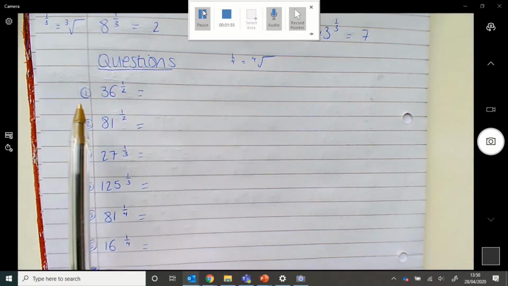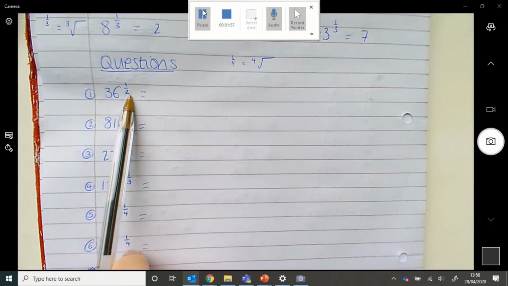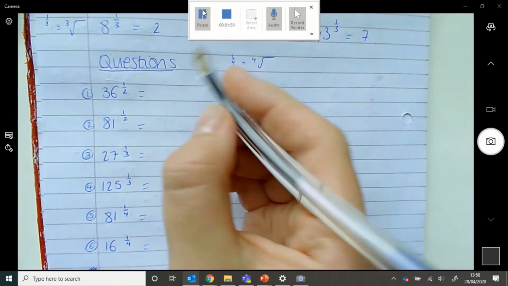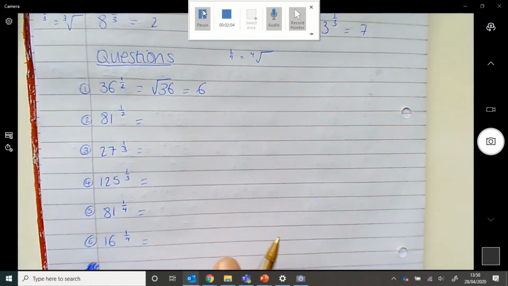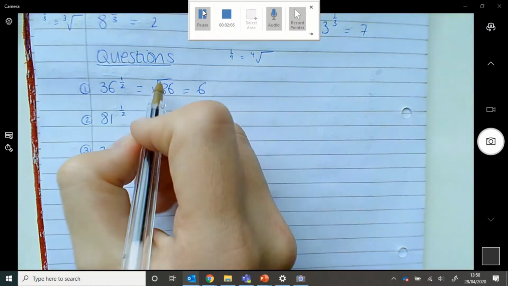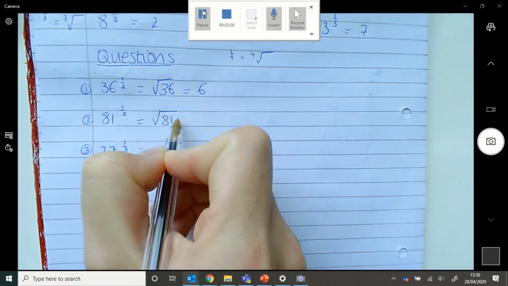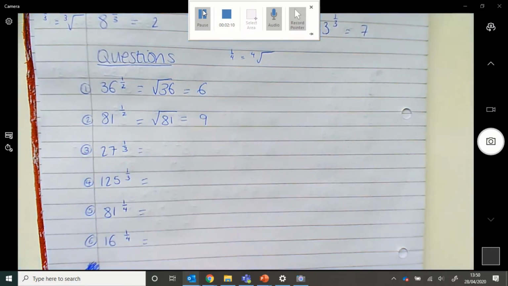Okay, first one has 36 to the power of a half. I know if it's got a half as the power, it means square root. So I write out the square root of 36, which is 6. Same again, I've got a power of a half, which means square root. Square root of 81 is 9.